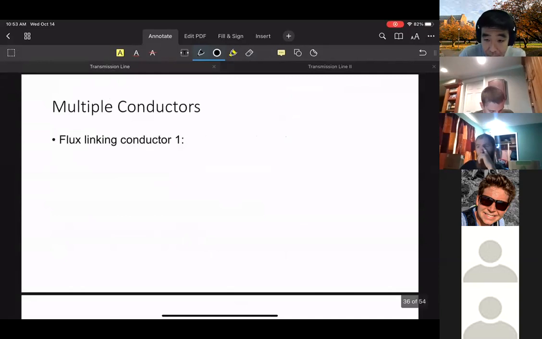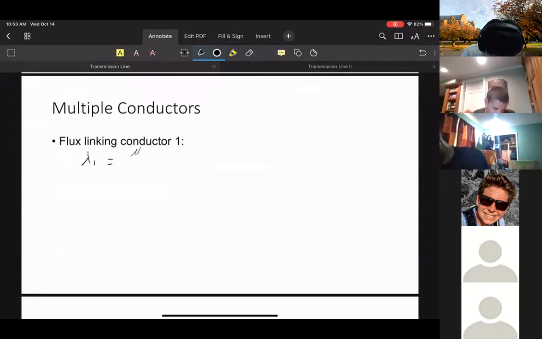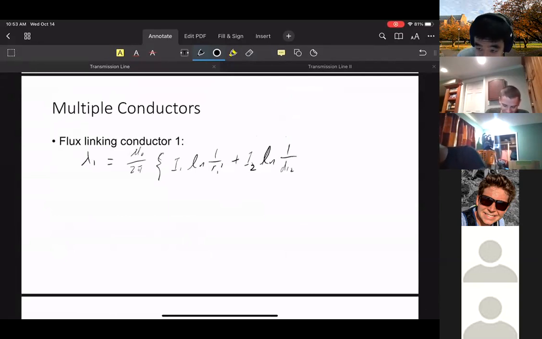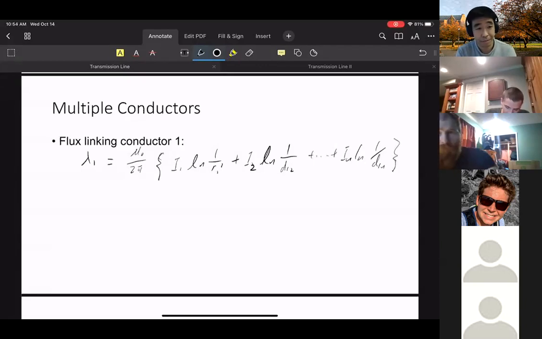So the flux linking conductor one will look something like lambda one equals mu zero, this is a common factor we have, times I one natural log of one over R one prime, plus I two natural log of one over d12, plus I n natural log of one over d1n. Okay, this is what the equation comes out to be.